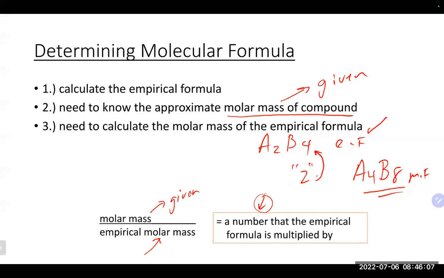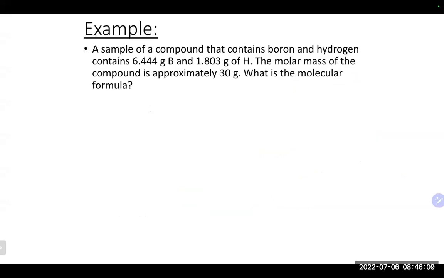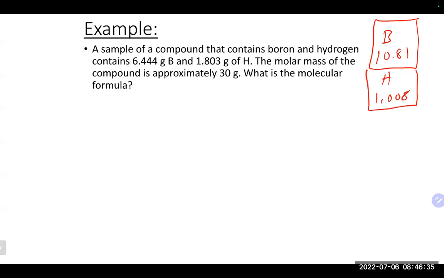Okay, so why don't we try one here and see. A sample of a compound contains hydrogen and boron. The molar mass of the compound is 30. What is the molecular formula? We'll give you some numbers here. Boron is 10.81 and hydrogen is 1.008.